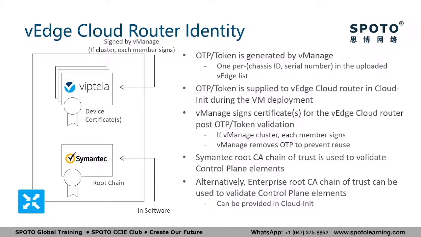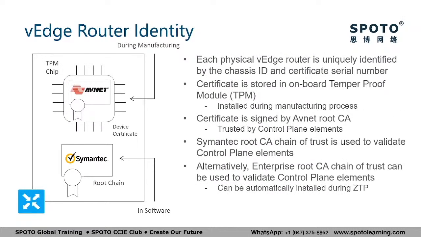Once the certificate is signed by vManage, vManage removes the OTP to prevent reuse. By default, the cloud solution uses the vPTELA certificate. The hardware solution uses the AVNet certificate, as the diagram shows here. If it's a vCloud solution, the cloud solution, it uses the vPTELA certificate. And if it's the hardware solution, like the slide shows, it uses AVNet.